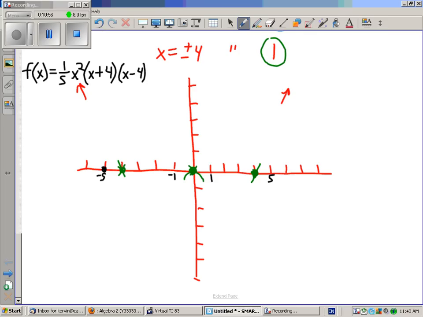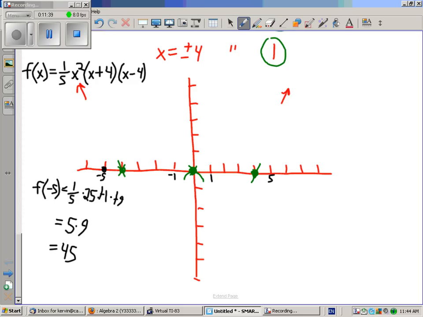All right, first test point, let's do negative 5. F of negative 5 is going to be 1/5 times 25 times negative 5 plus 4, which is negative 1, times negative 5 minus 4, which is negative 9. As you can see, what we're going to get is a pretty big number. We've got those negatives cancel out. What we're left with is 1/5 times 25, which is 5, times 9. Maybe that number's not going to be so big after all. It's going to be 45.